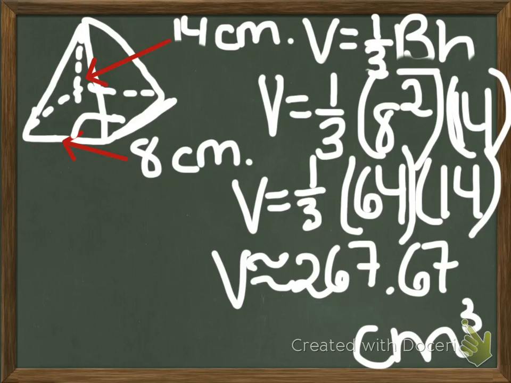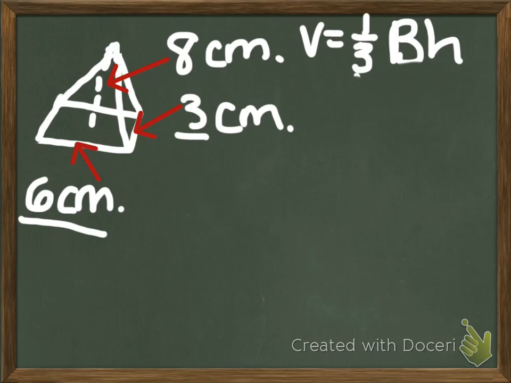Okay. So for our next example, we have a little different pyramid, and it is a rectangular pyramid. So for this one, it'd be volume equals 1/3 times the base times the height. But for the area of the base, it's a rectangle, so you have to multiply both sides, which is 6 times 3 centimeters.